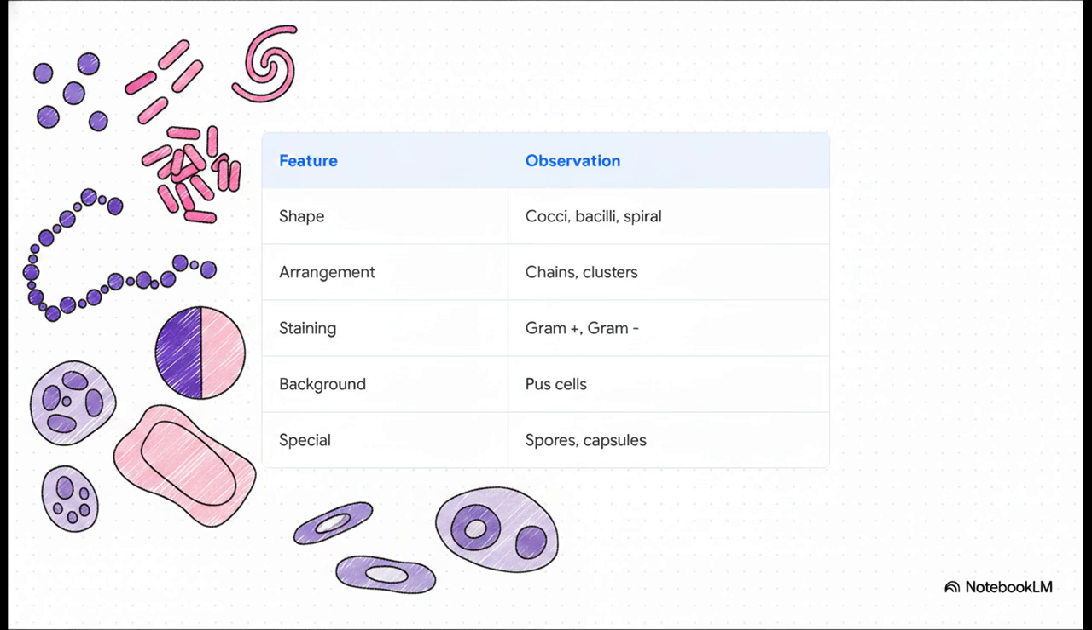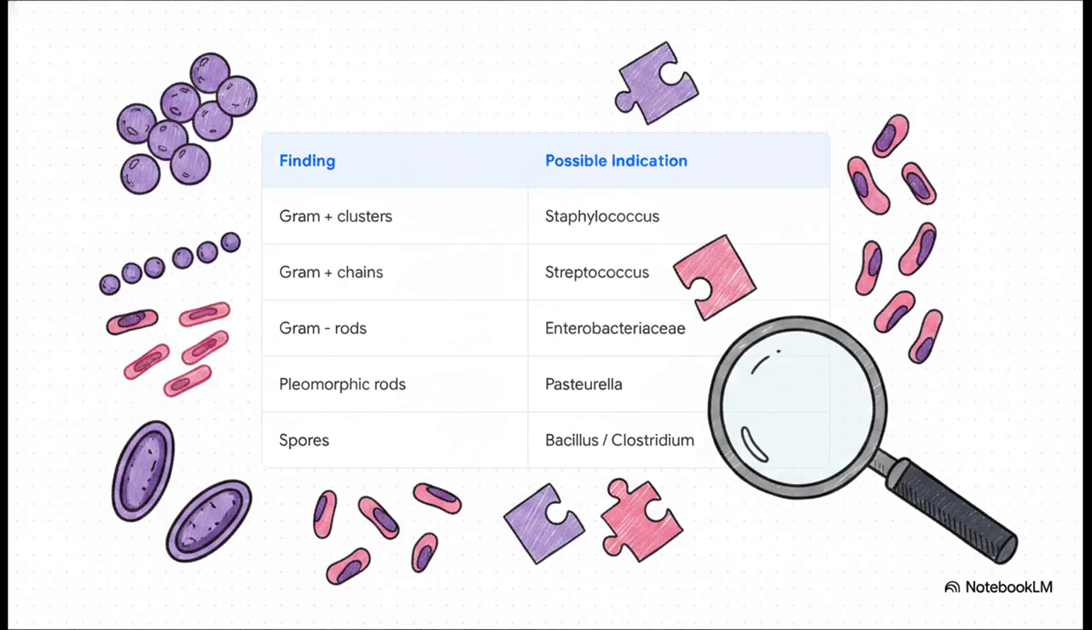Then there's the staining result itself. Gram-positive shows up as a vibrant purple, while gram-negative appears distinctly pink. We also check the background for pus or epithelial cells, which tells us about the host's reaction. And finally, we hunt for special defensive forms, like tough spores or protective capsules. These specific combinations act just like puzzle pieces falling perfectly into place.